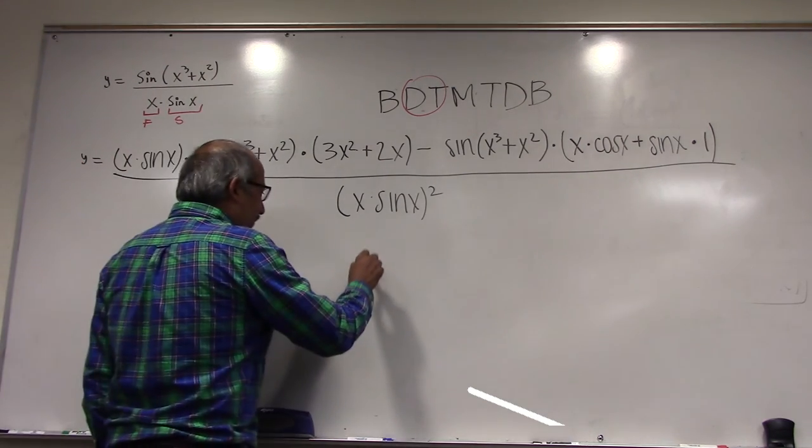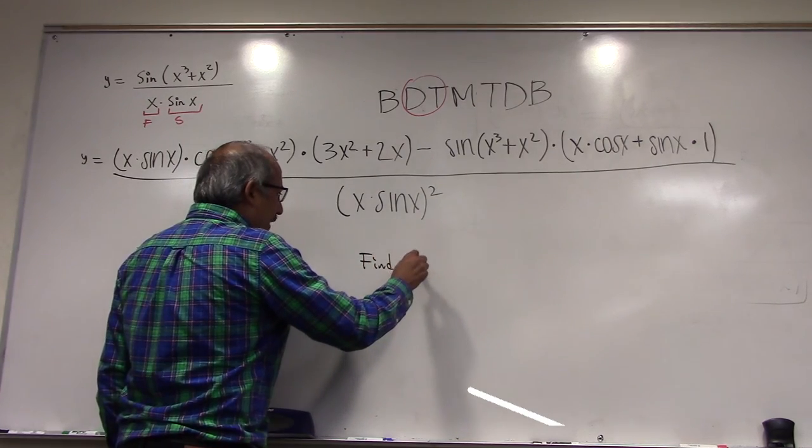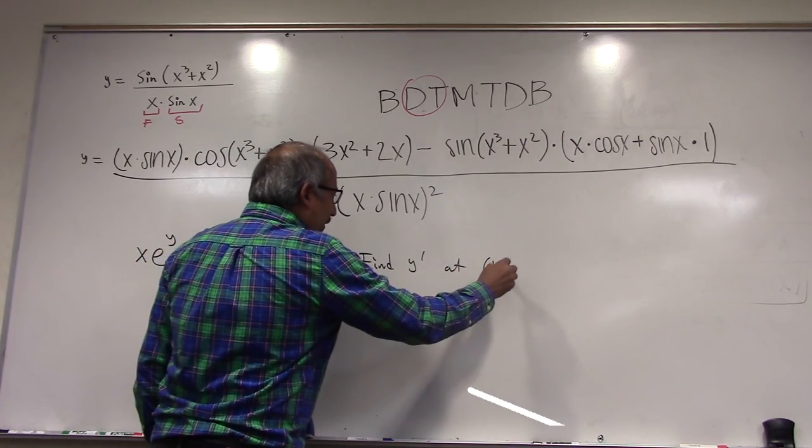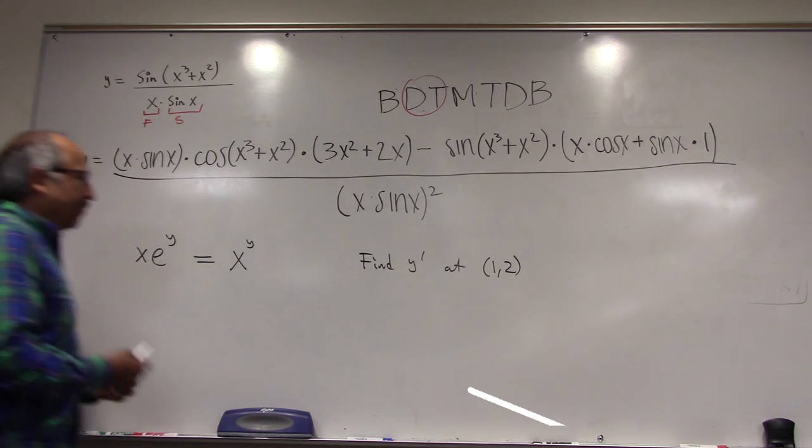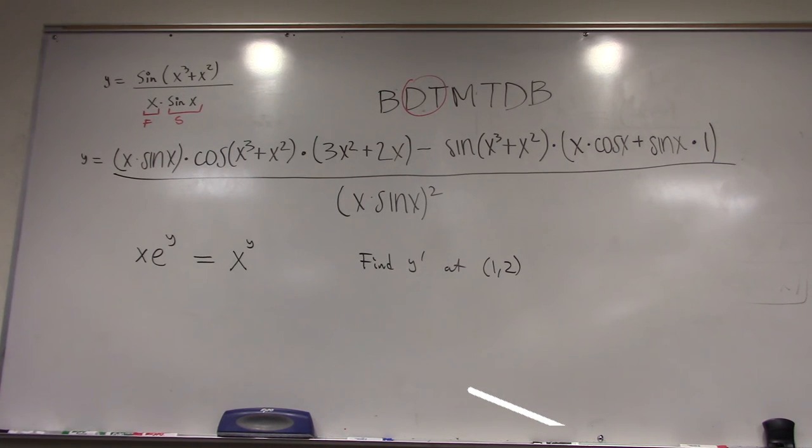Find y prime at (1, 2). You take derivatives. The equation has two sides, the left-hand side and the right-hand side. The left-hand side looks like the product rule, right, guys? The right-hand side looks like, no, that's not the power rule.